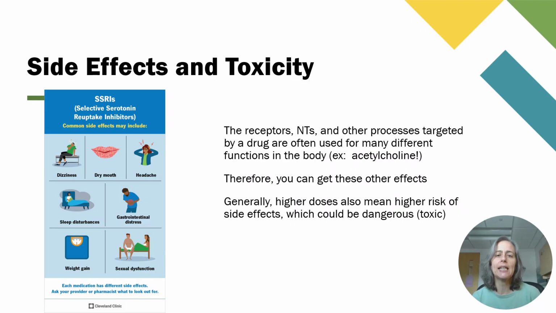The reason that's tricky is because whatever process the drug or medication is targeting, whether it be a receptor or a neurotransmitter or some other physiologic process, we use these things for many different functions in our body. So just think about acetylcholine. It's used in the synapse for the neuromuscular junction. It's used in the synapse between the pre- and postganglionic neurons for both the sympathetic and the parasympathetic nervous systems, and they have largely opposite functions.